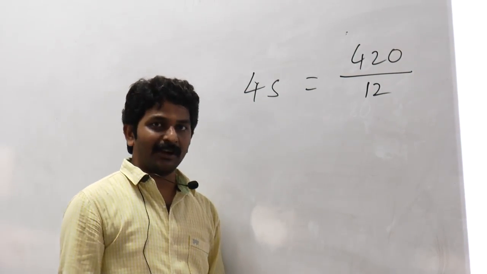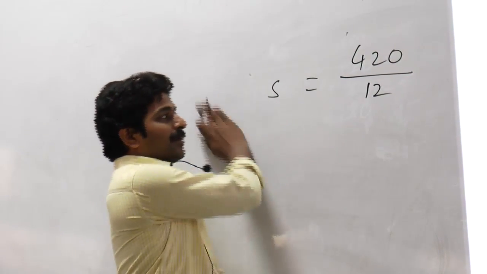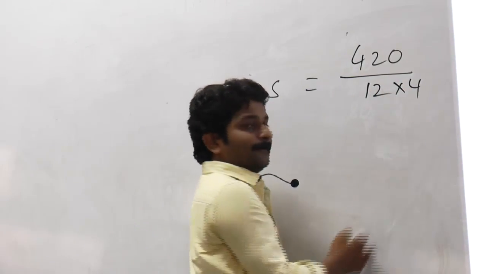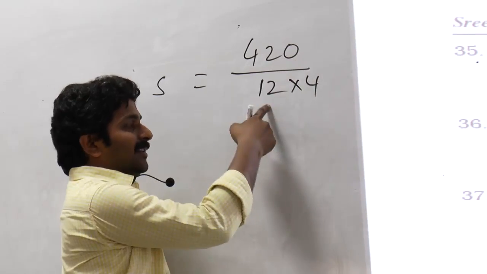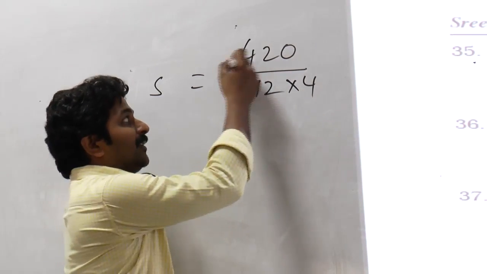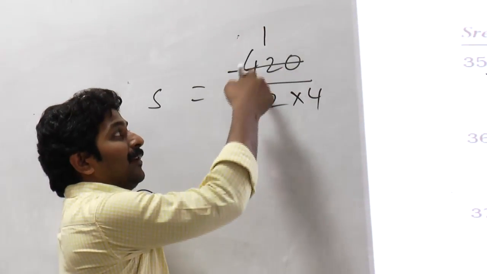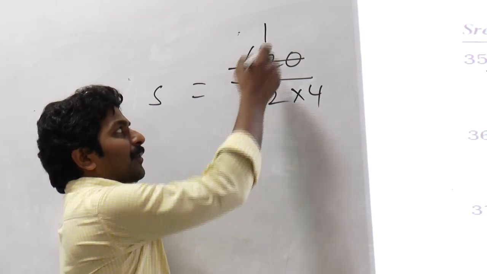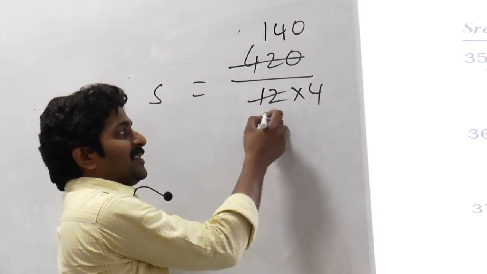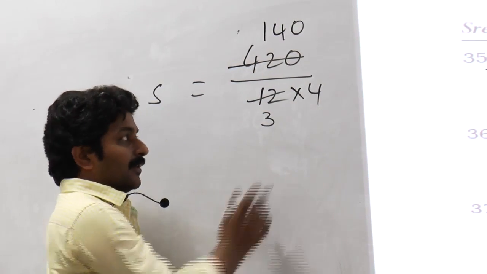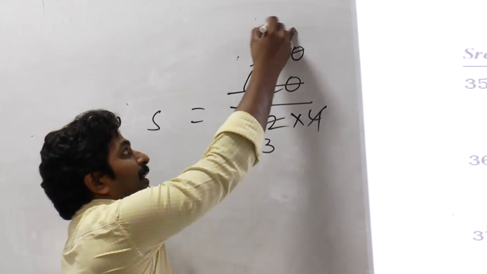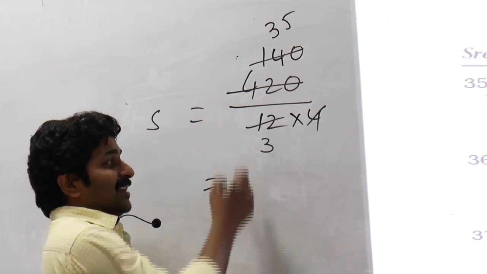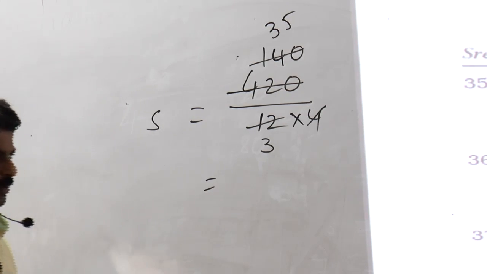And what is your question? The speed of the slower train, that is s. So 4 comes to the denominator. This is a 3 multiple and this is also a 3 multiple. Something is wrong.